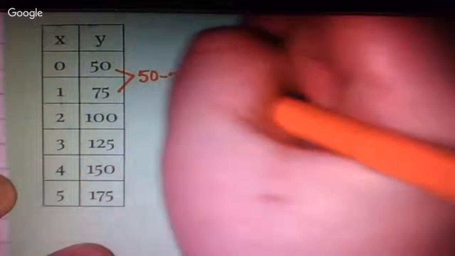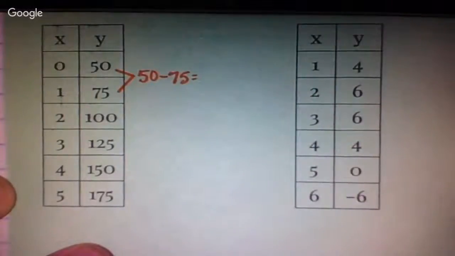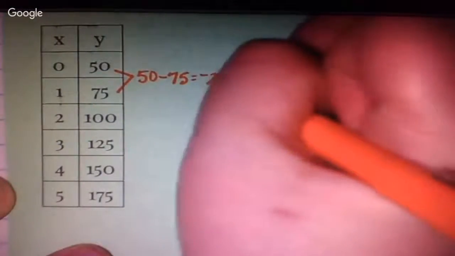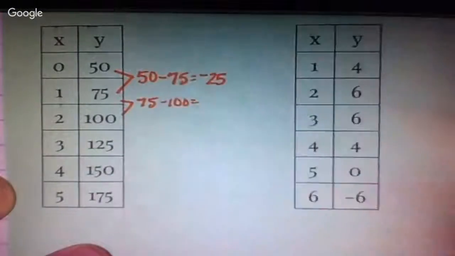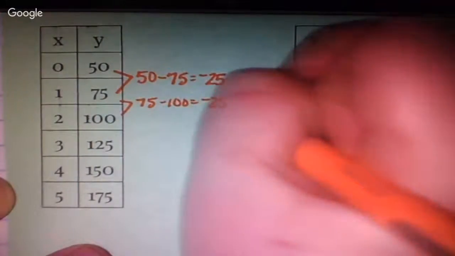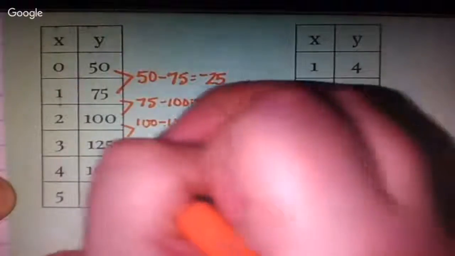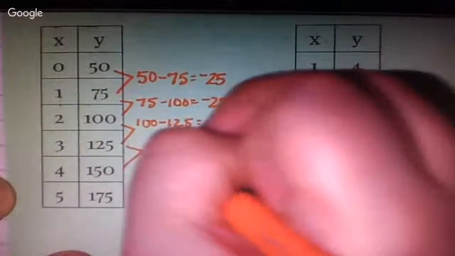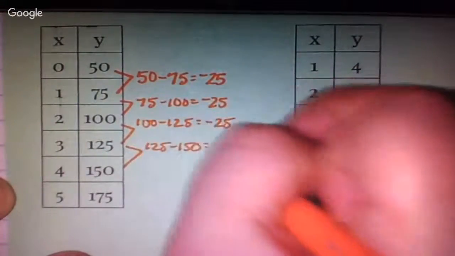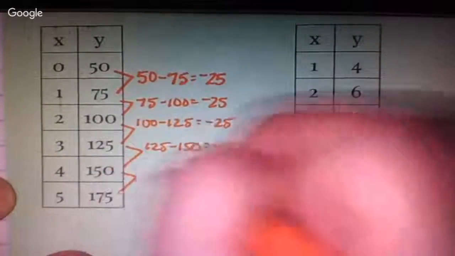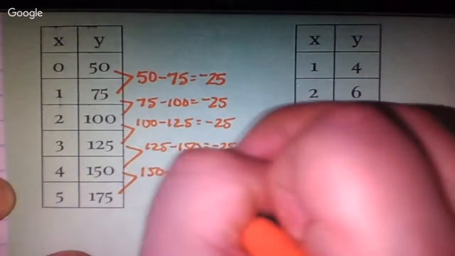Okay. So we've got 50 minus 75, -25. We've got 75 minus 100, -25. We've got 100 minus 125, -25. 125 minus 150, -25. And finally, 150 minus 175.